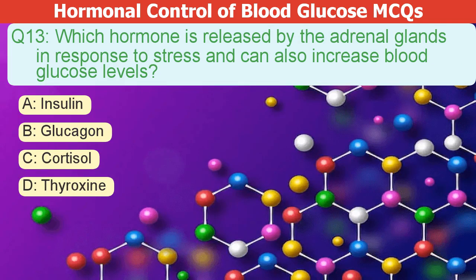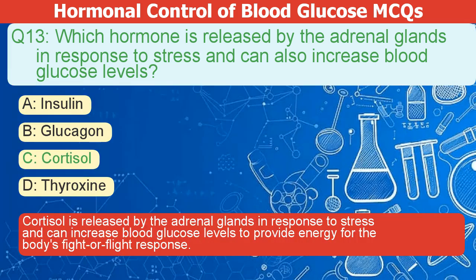Which hormone is released by the adrenal glands in response to stress and can also increase blood glucose levels? A. Insulin. B. Glucagon. C. Cortisol. D. Thyroxine. The correct answer is C. Cortisol is released by the adrenal glands in response to stress and can increase blood glucose levels to provide energy for the body's fight or flight response.